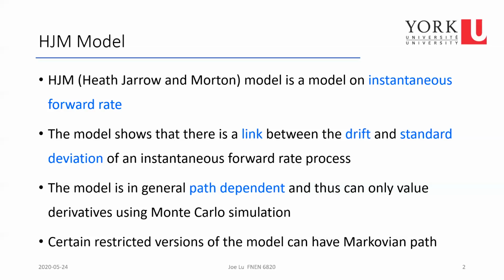The HJM model provides good flexibility and richness in the shape of the evolution of the term structure. But the drawback is the complexity of implementation. As mentioned, you can only do Monte Carlo simulation. You can't do trees. You can't even do a numerical solution of PDEs. So, pros and cons.